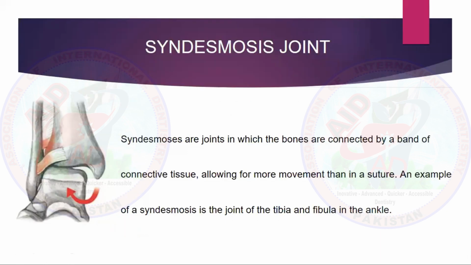While coming to syndesmosis, actually this is present in the long bones. Especially I will give you the tibia and fibula joint. You see, tibia and fibula are joined by this fibrous connective syndesmosis. And they give slight orientation of movement here. These ligaments are the syndesmosis joint and they are present in the tibia and fibula at the ankle.